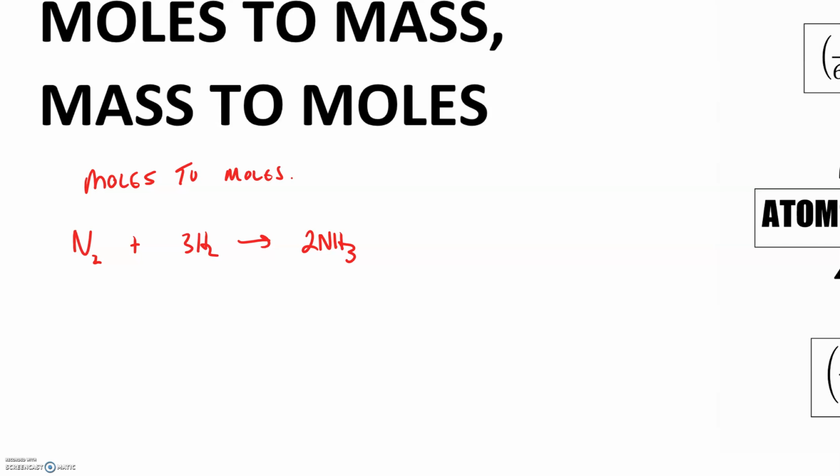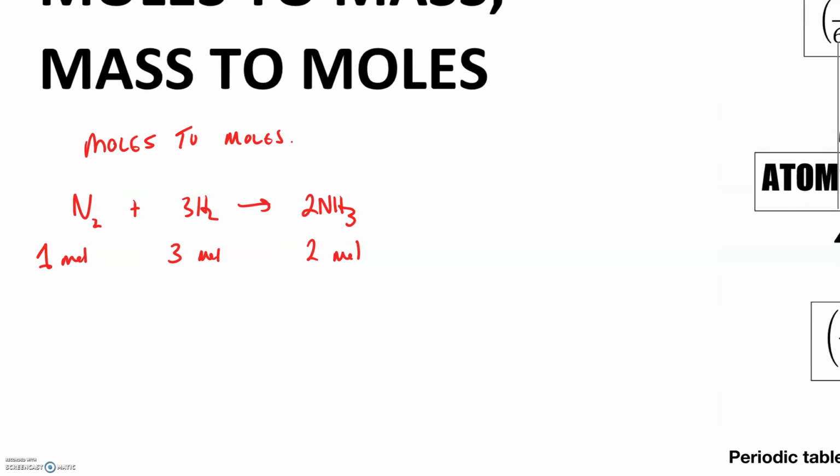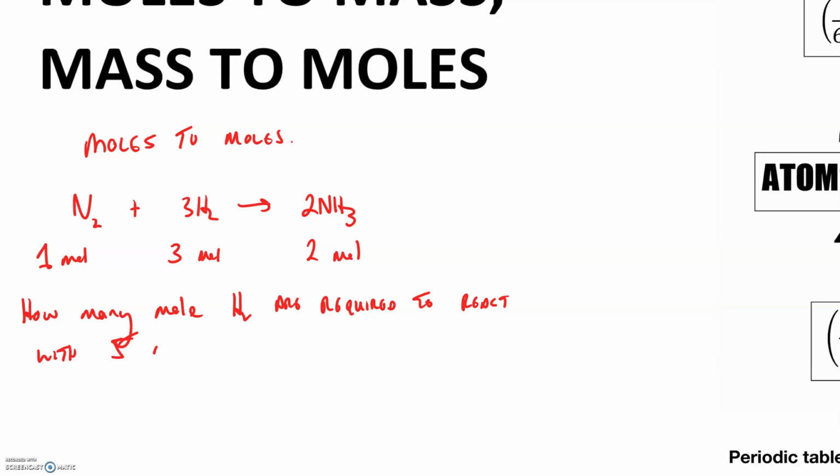And these coefficients tell us how many moles. This says that we need 1 mole of N2 to react with 3 moles of H2, and when you do that, you get 2 moles of NH3. So a question that you could have expected me to ask was, how many moles of H2 are required to react with 5 moles of N2?